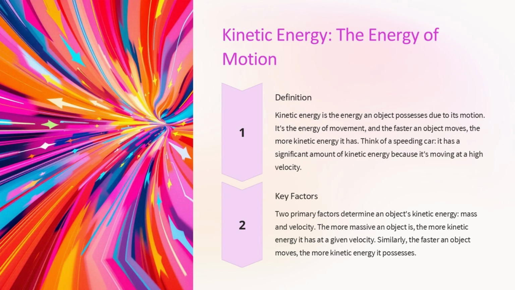Two key factors determine an object's kinetic energy: mass and velocity. The more massive an object is, the more kinetic energy it has at a given velocity. Similarly, the faster an object moves, the more kinetic energy it possesses. Understanding kinetic energy is important for topics like physics, engineering, and transportation.